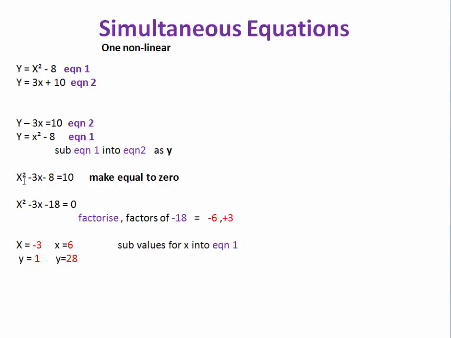Okay, so rearranging that, we get x squared minus 3x minus 8 equals 10. Make it equal to 0. So our quadratic equals 0. Then we can factorize that. Our factors of minus 18 are minus 6 and plus 3. Remember to change the signs. So our x equals minus 3 and x equals 6.